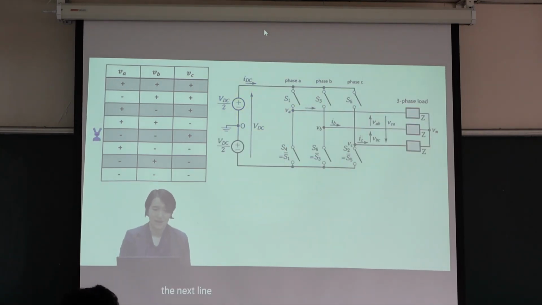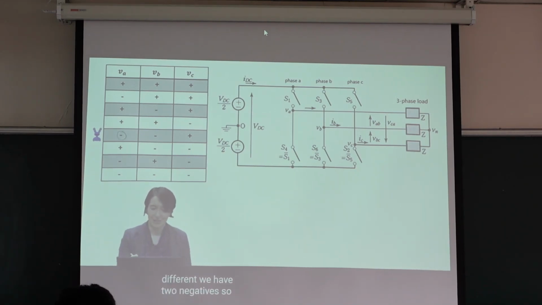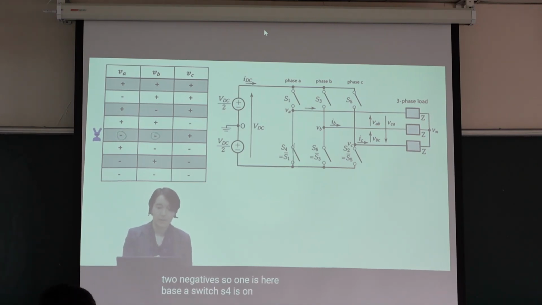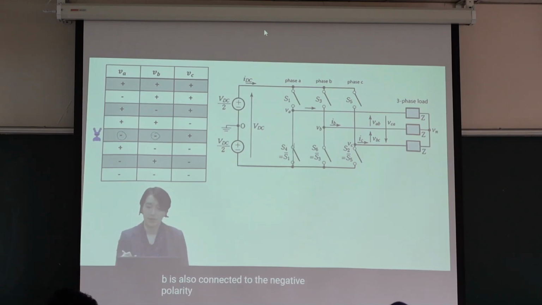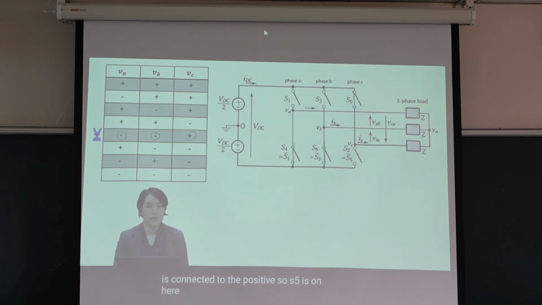The next line is now slightly different. We have two negatives. So one is here, phase A, switch S4 is on. B is also connected to the negative polarity of VBC. So S6 is on here, and VBC is connected to the positive. So S5 is on here.